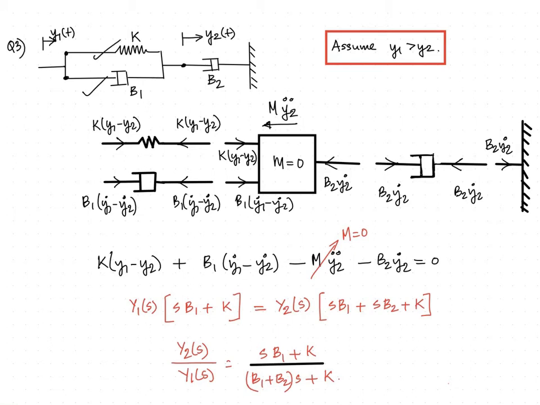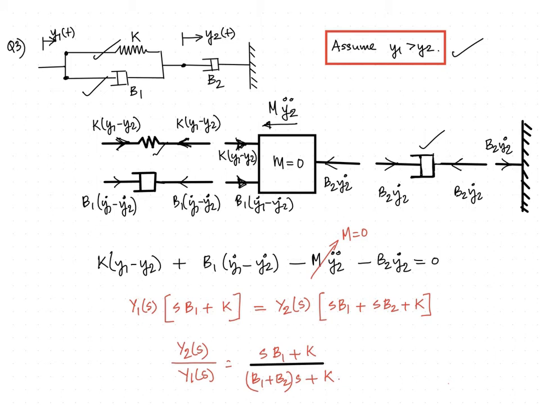As far as the spring is concerned, the effective displacement is y1 minus y2. We assume that y1 is greater than y2. Since y1 is greater than y2, the spring will be experiencing a compression. So is the case for the damper B1, and this is true with damper B2 also. Hence, the forces acting on the spring and the damper can be drawn as compressive forces. So the reaction will be towards the right as far as the mass m equal to 0 is concerned.